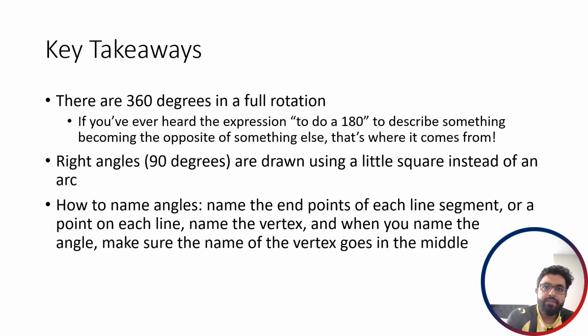So some key takeaways from what we've just looked at over the last couple of slides. First things first, there are 360 degrees in a full rotation. So if you've ever seen anybody on a skateboard or a snowboard or a Formula One car and they do a 360, that means that they've turned all the way around and they're facing the same way as they did at the start.